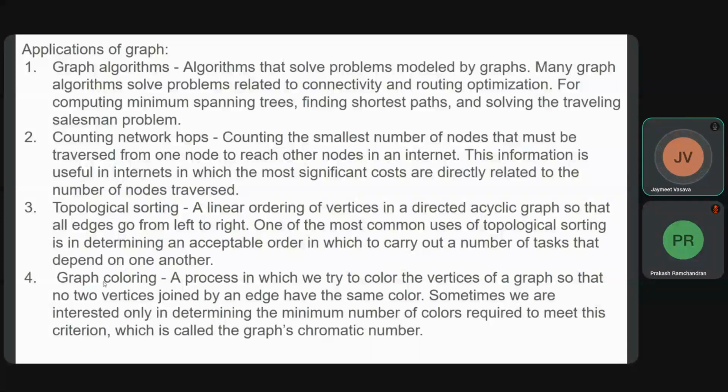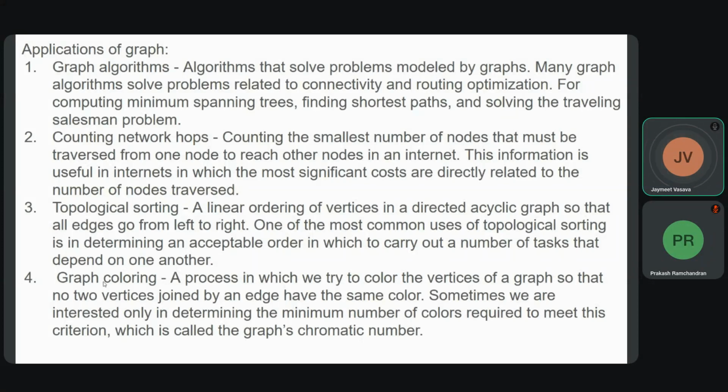Now, applications of graphs. First are graph algorithms that solve problems modeled by graphs. Many graph algorithms solve problems related to connectivity and routing optimization, such as computing minimum spanning trees, finding shortest paths, and solving the traveling salesman problem. The traveling salesman problem is nothing but traversing the vertices and finding the shortest path from where we started. Then there is counting network hops, counting the smallest number of nodes that must be traversed from one node to reach other nodes in an internet. This information is useful in internets, where the most significant costs are directly related to the number of nodes traversed.